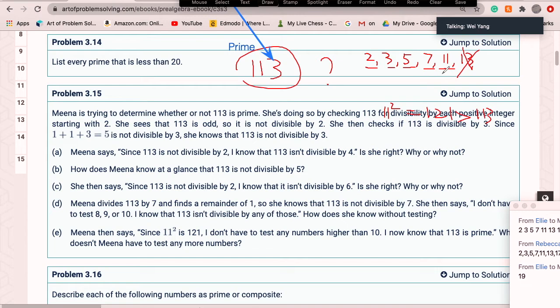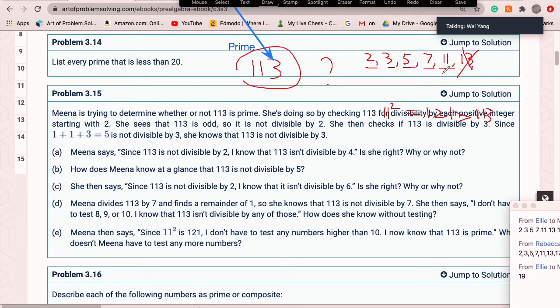Okay? If this number is not divisible by these prime numbers, it definitely will not be divisible by the other composite numbers, because a composite number is also made up of prime numbers. If they cannot be divisible by these prime numbers, they will definitely not be divisible by these composite numbers. So that means you don't need to check the other numbers. You only need to check these prime numbers.